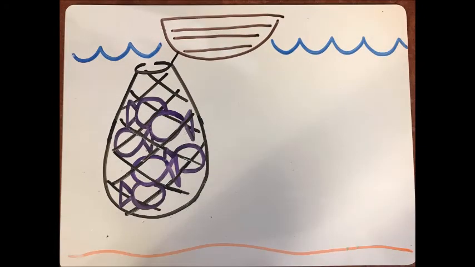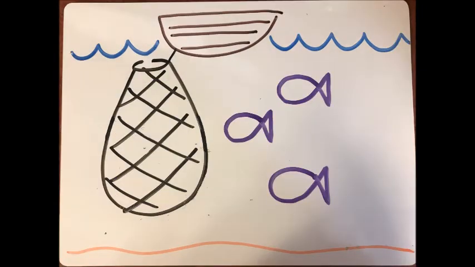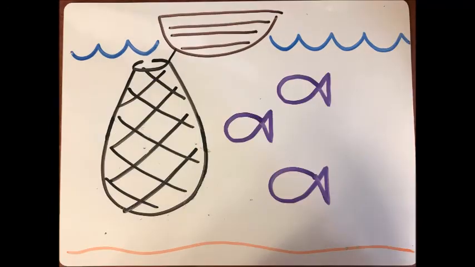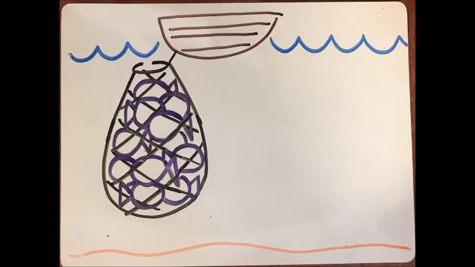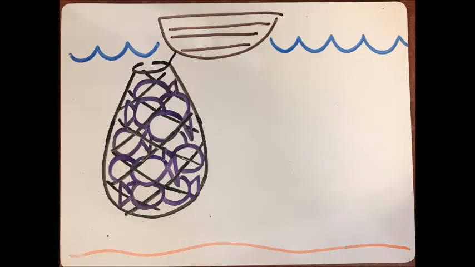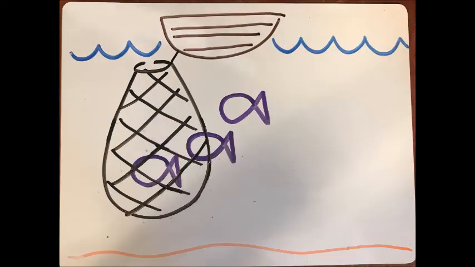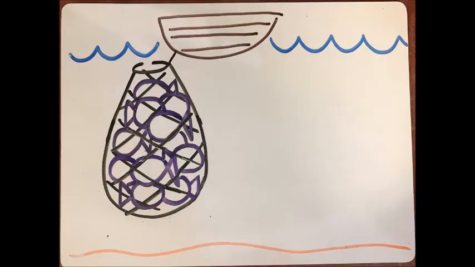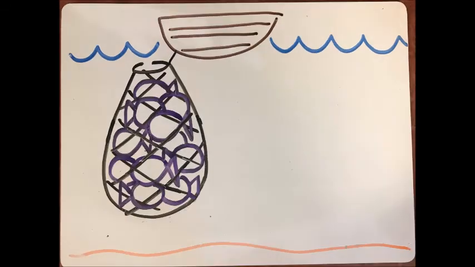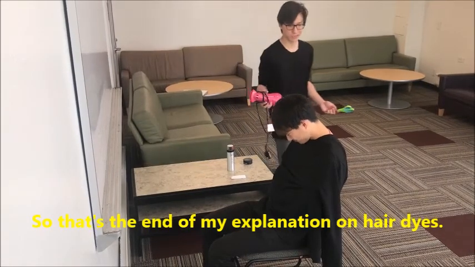Permanent dyes are like catching larger fish. As more and more fish enter the net, there's less room for the fish to escape and they become stuck. Permanent dyes enter the cuticle as small dye precursors, but a chemical reaction occurs and large polymers are formed that cannot escape, just like single large fish entering the net and getting stuck when more and more fish are caught. So that's the end of my explanation about hair dyes.